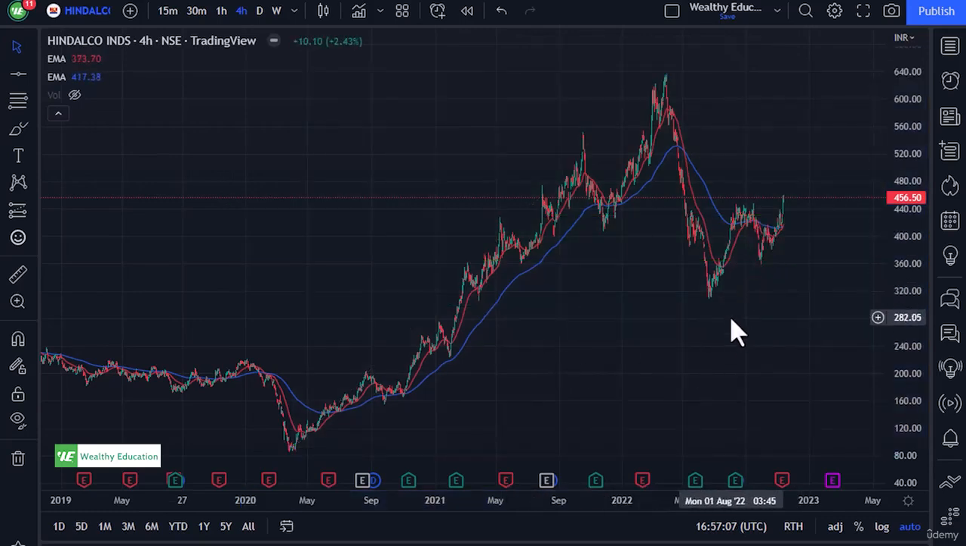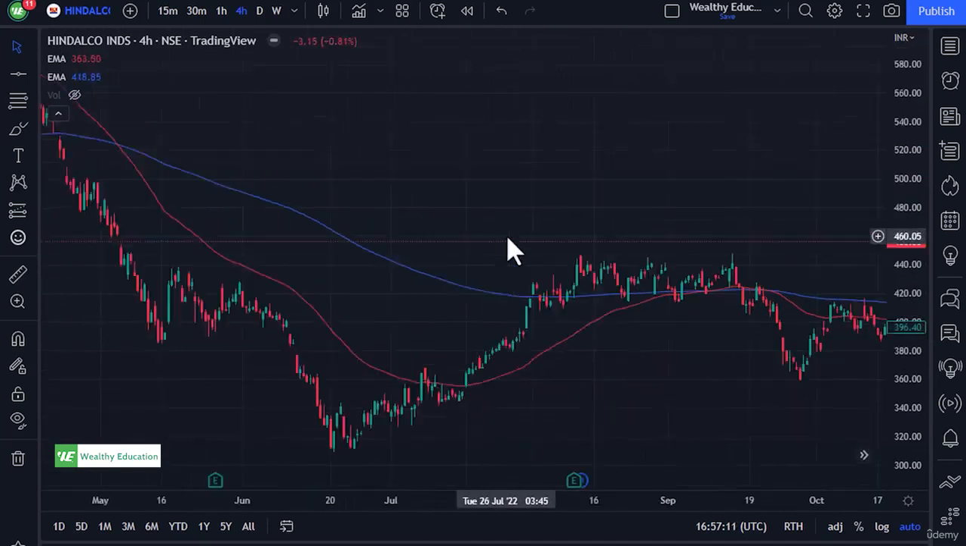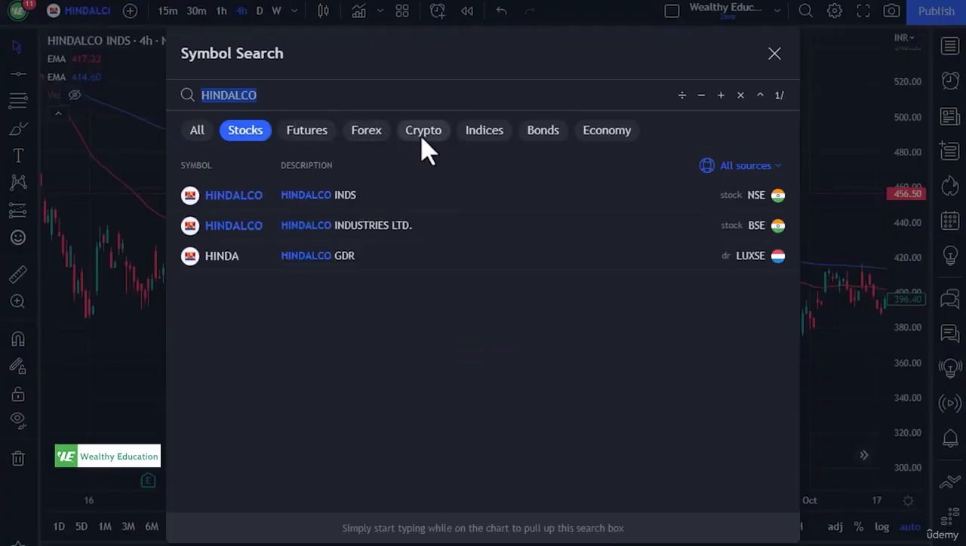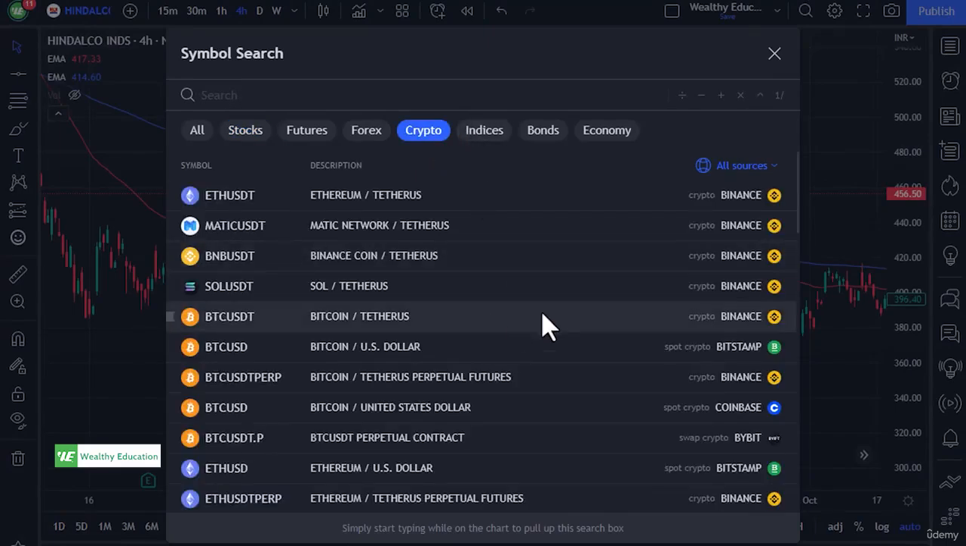Now, did it get its double bottom height? Well, of course. I mean, it got quite a bit more than that. Now, it took time. Again, these things don't necessarily move on your schedule, but it's been a pretty significant move higher. Let's take a look at crypto.